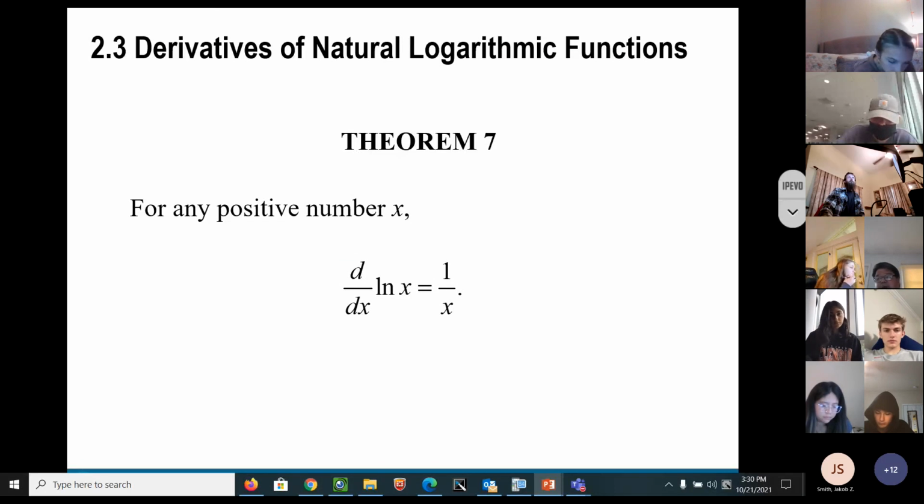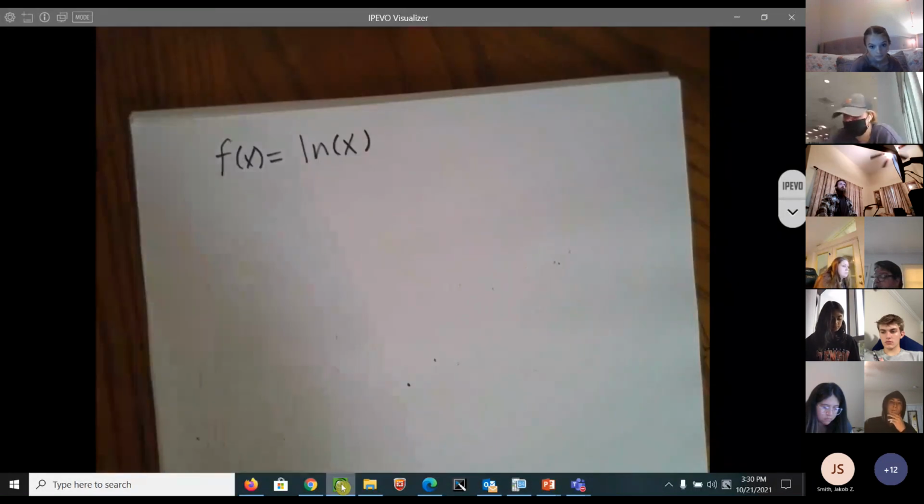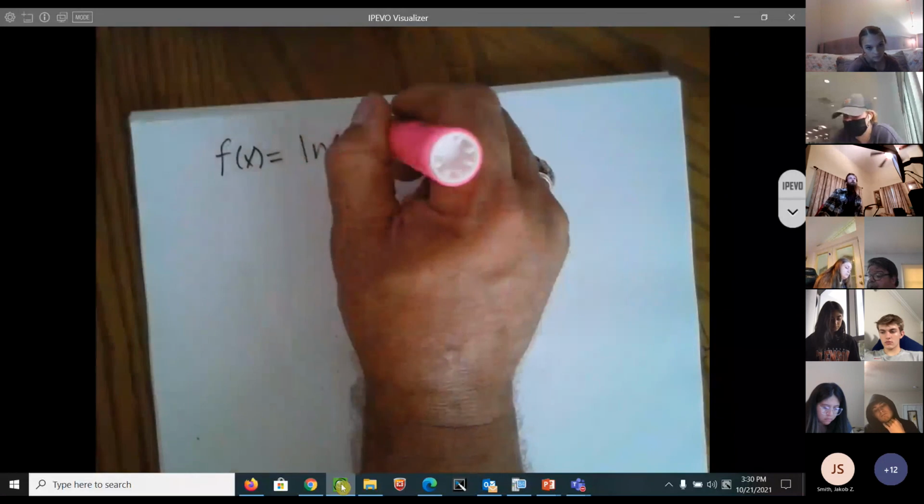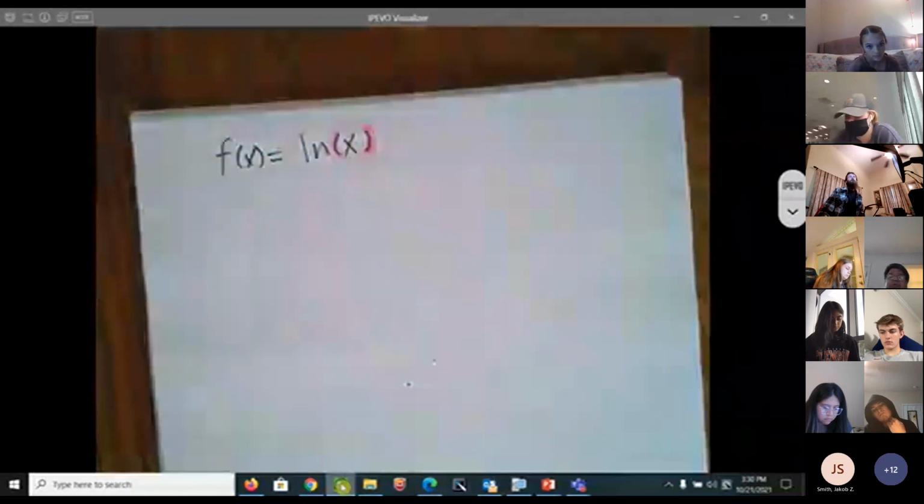Now I'm going to show you what they don't show you, and it's going to help you out later. f of x is equal to the natural log of x. And I'm going to put that x in parentheses, and I'm going to highlight those parentheses in pink, because you've got to remember those parentheses if that's something else besides an x.